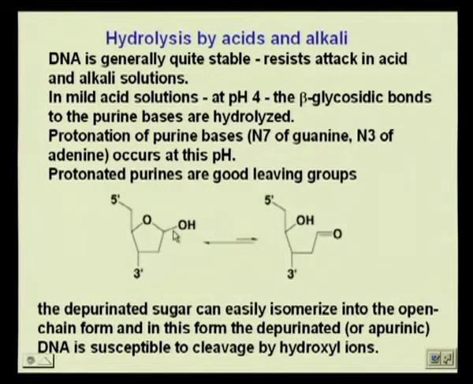of the purine is lost, and what happens is this sugar now that is on the left hand side, which is depurinated, isomerizes to an open chain form. So, what have you done in mild acidic conditions? You have not only depurinated your DNA, you have also opened up the sugar, right. So, that could basically be a problem.